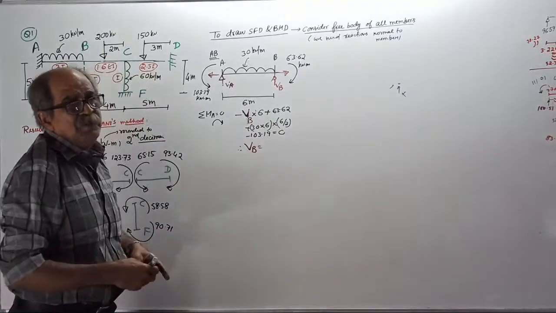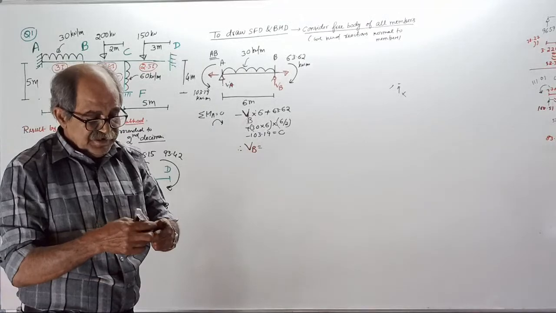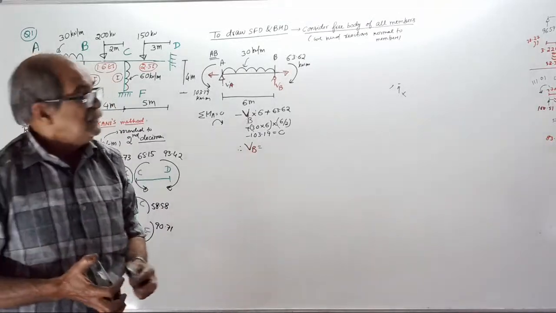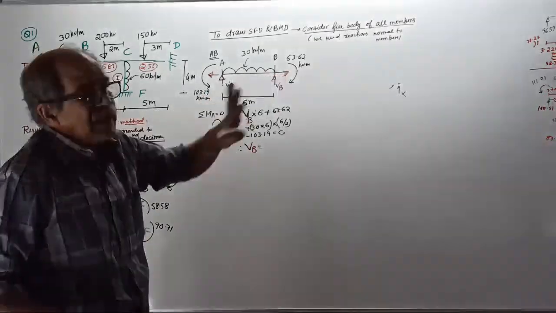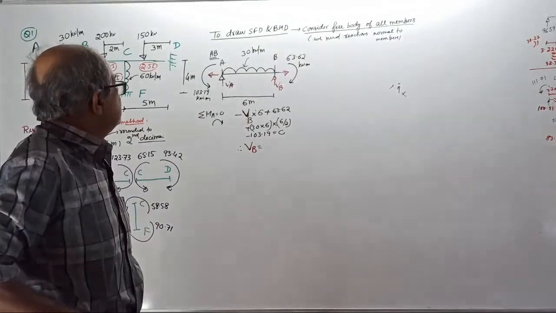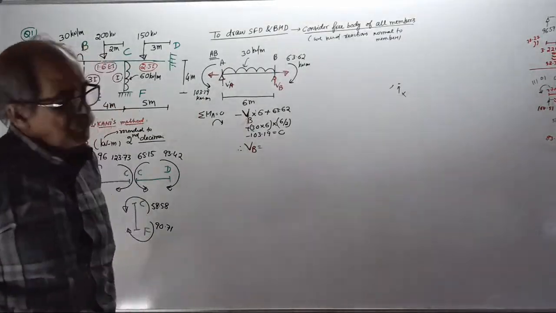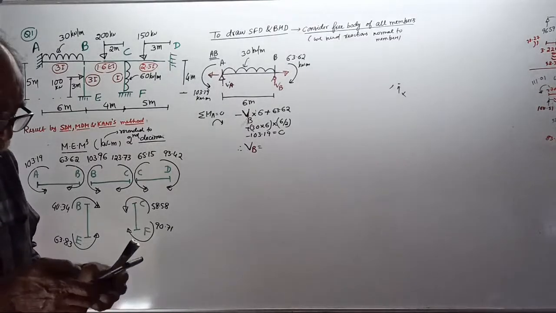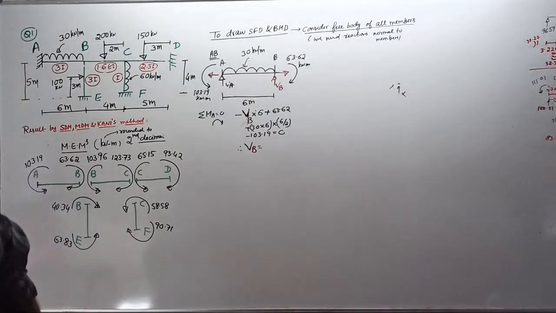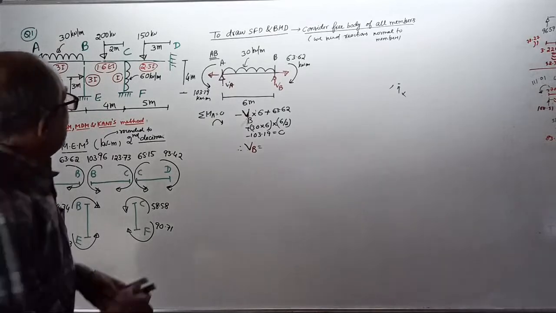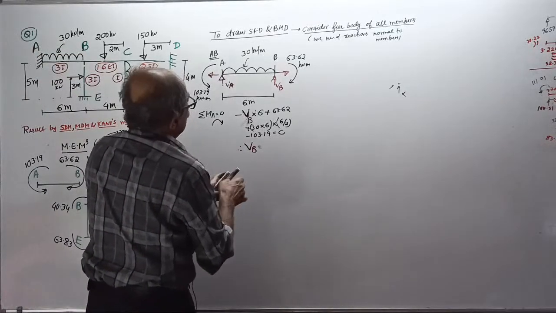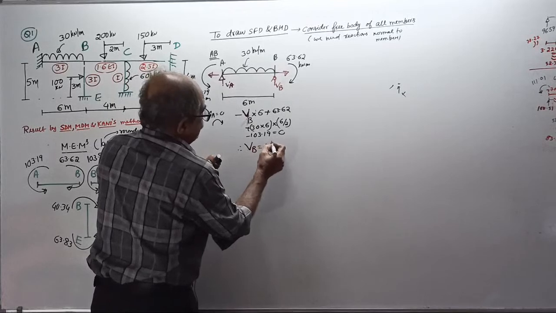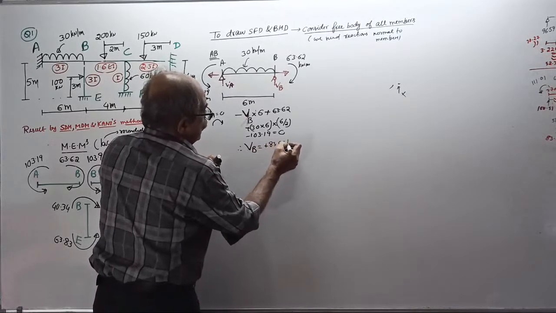Tell me the value of VB fast. I know the answer, but I want it from you. Tell the second decimal, VB value. 83.41. Thank you. It is plus 83.41 kilonewton.